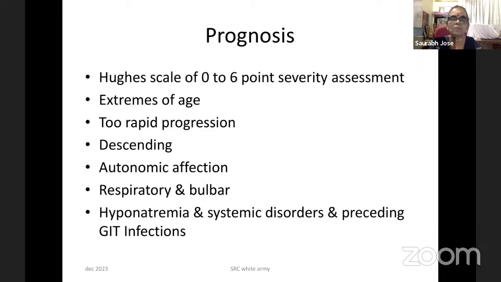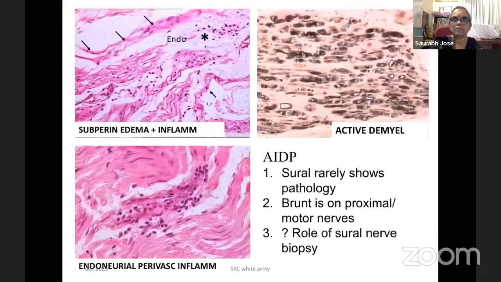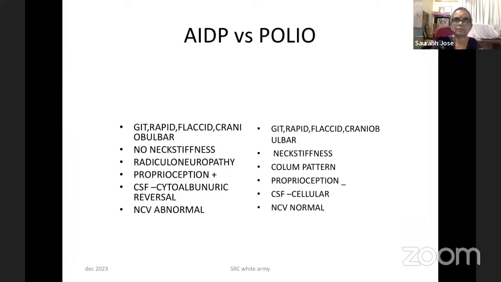Small children and old people, too rapid progression, where in 24 hours he became paralyzed, descending pattern, autonomic involvement, respiratory and bulbar involvement, hyponatremia, associated multiple comorbidities, and preceding GIT infections. And if the vital capacity is less than 20 ml per kg, prognosis is poor. Maximum inspiratory pressure, if it is low, and a reduction of 30% of vital capacity over a short period, all these are additional bad prognostic features. And there is no indication to do a nerve biopsy, but if it is done, you demonstrate edema and inflammatory infiltration.